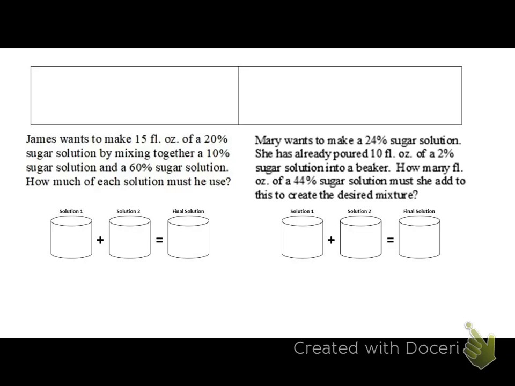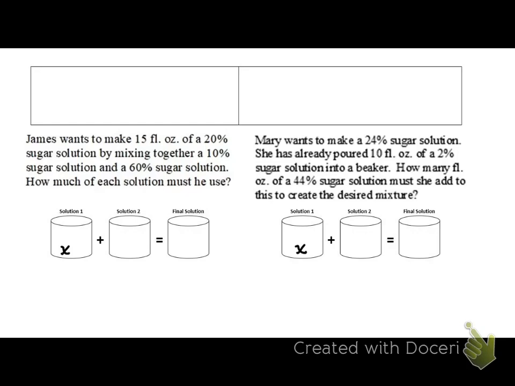First thing it tells us is to read the problem. It says, James wants to make a 15-ounce solution, 15 fluid ounces of 20% sugar solution by mixing together 10% of one, 60% of another. How much of each solution must he use? So, just off the get-go, just to clear this up, the first solution you're always going to have is x. We always have to be able to determine an x value. So, in each one of these boxes, if this is going to help you out to set it up, you're always going to be given one x value. We need to be able to determine that out. That's already done.